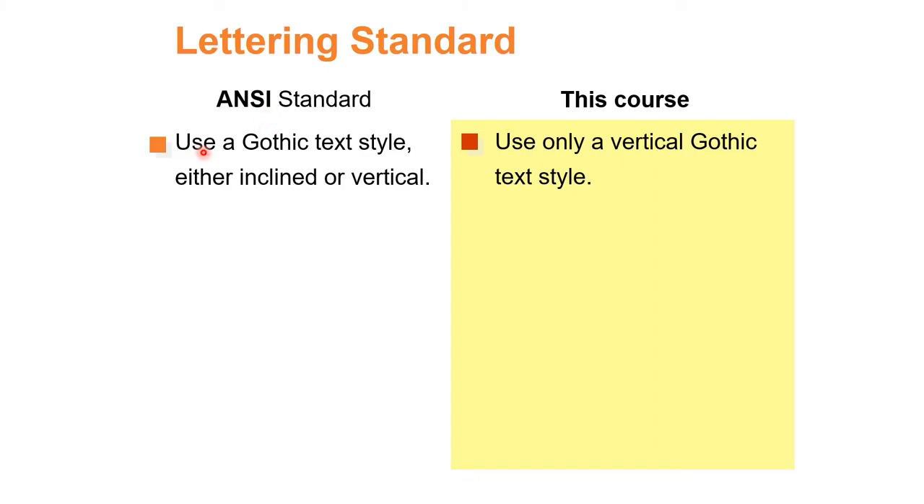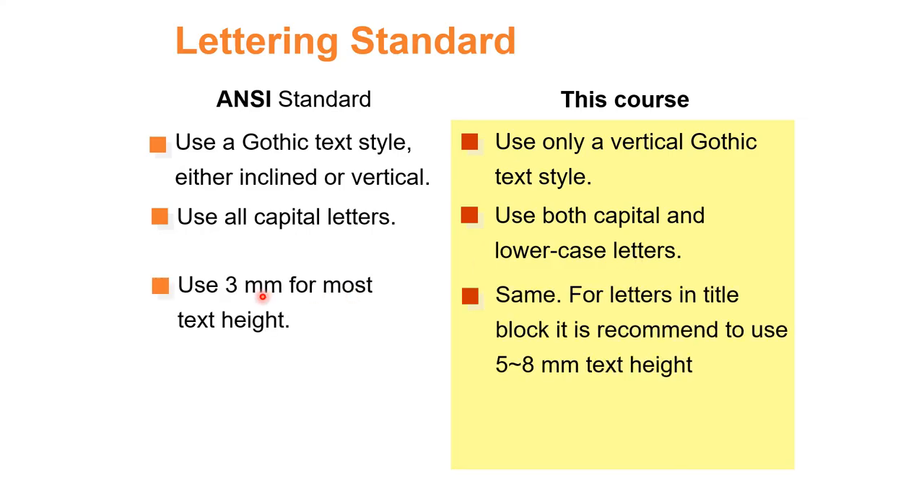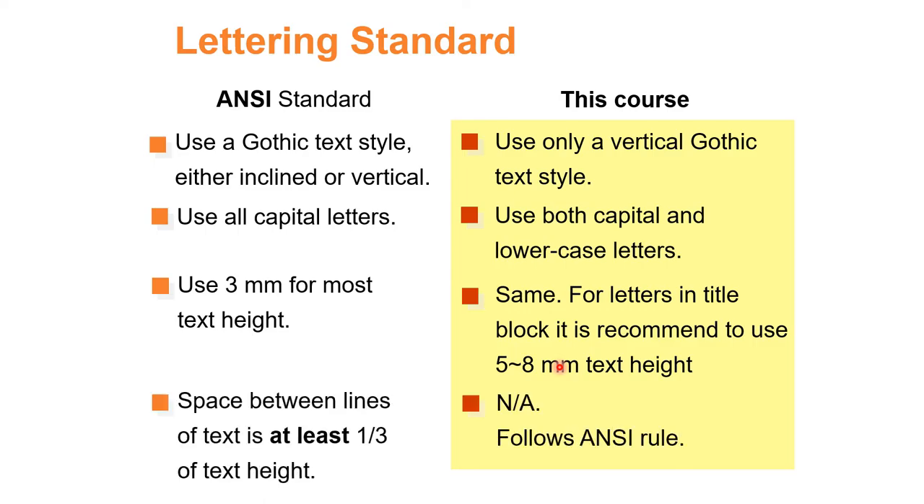In ANSI, use a Gothic text style, either inclined or vertical. But in this course, I will discuss mostly the vertical Gothic style. Use all capital letters, but in this course, I will discuss both uppercase and lowercase letters. Use 3 millimeter for most text height, but for our class exercises, we use 5 to 8 millimeter. Space between lines of text is at least 1/3 of the text height. For example, between this line and this line, the space should be 1/3 of the text height.